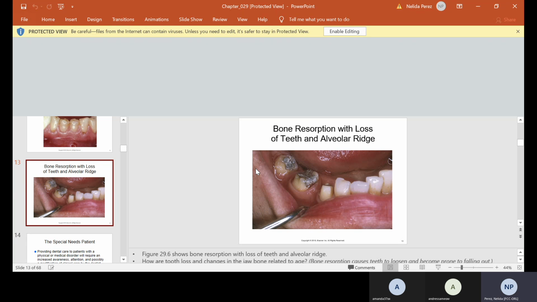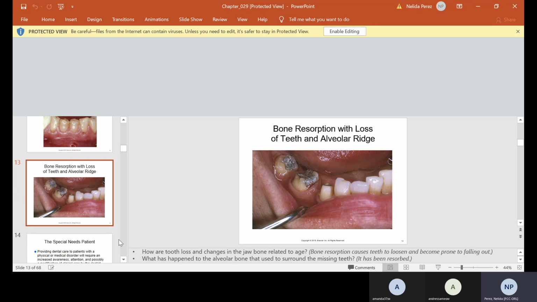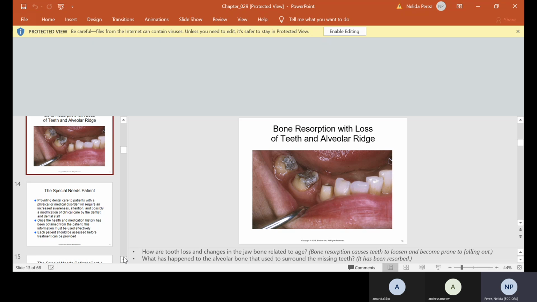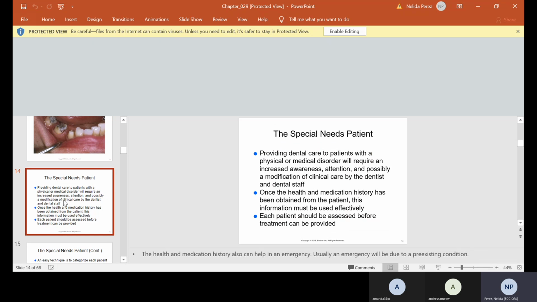Bone resorption with loss of teeth and alveolar ridge. So here they're showing you where the bone has dipped down. And also there's some gum issues going on. It looks like this patient had crowns on these teeth at one point and possibly have lost them because the teeth look like they've been prepped. But when they have these type of issues, usually crowns at this point, will it be a good option for them? We won't know until we actually see the patient's condition and also medical history, which we'll be talking about.